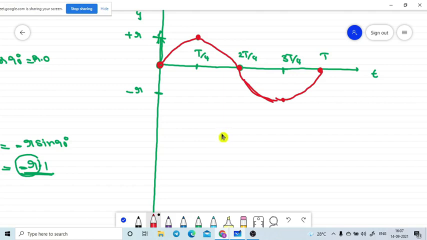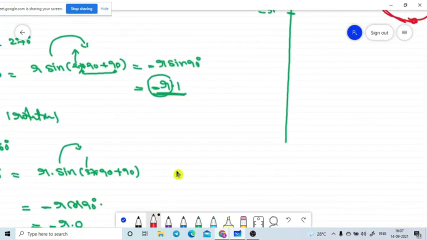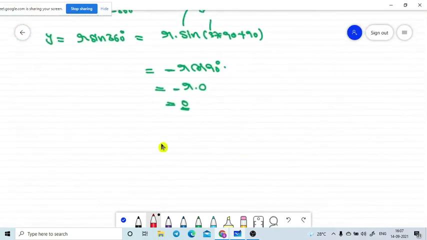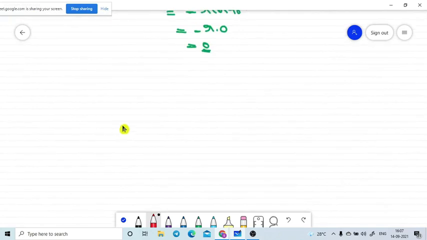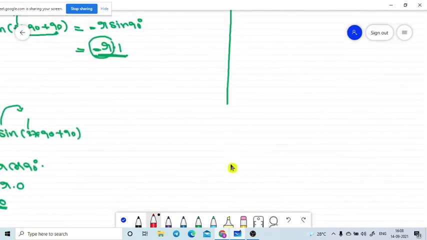So the time period of the particle is T. At the instant of t is equal to 0, the particle is located at 0 displacement. At the time t is equal to T by 4, the particle is located at positive R displacement. Like that we need to represent. This is the representation of the displacement graph. In the similar manner, we need to draw the velocity graph and acceleration graph.